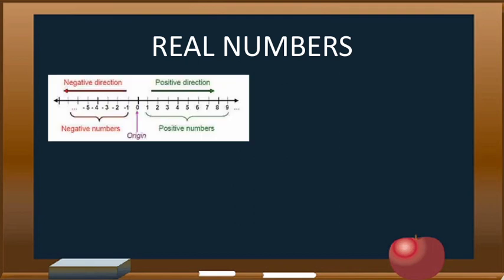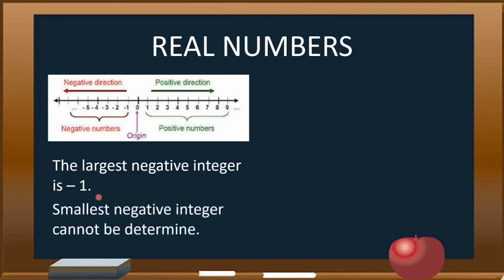Now, let us discuss the number line. In the number line, we can see that the largest negative integer is negative 1. And on the number line, the smallest negative integer cannot be determined because the arrowheads here mean that it is extended in both directions.